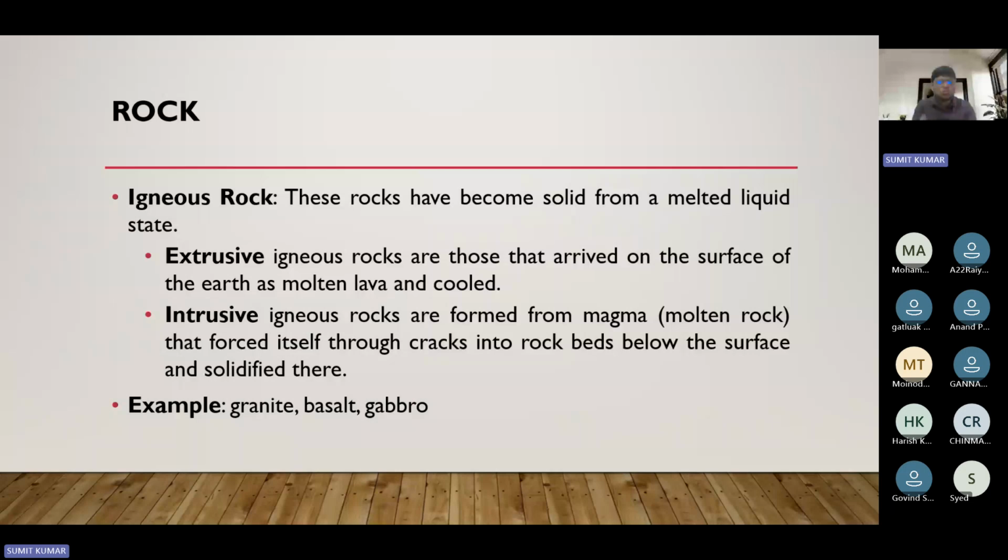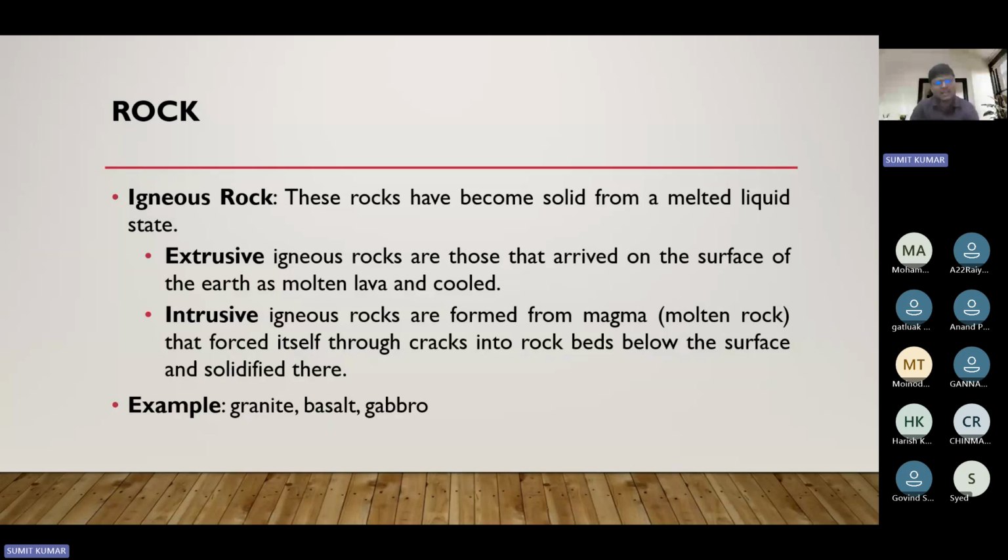So when the volcano bursts, some of the solid material flows out from that. So in that perspective only, the thing which arrived on the surface of the earth and gets cooled is the extrusive igneous rock, while the intrusive igneous rocks are those that are formed from the magma, molten rock that forced itself through the cracks in the rock bed below the surface and solidified there. Basically, it solidified in itself. It does not, as in extrusive igneous rock, get blown out and fall on the surface of the earth. Over there, they cool down and then convert into the solid.